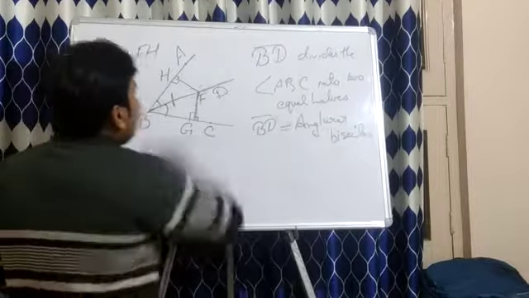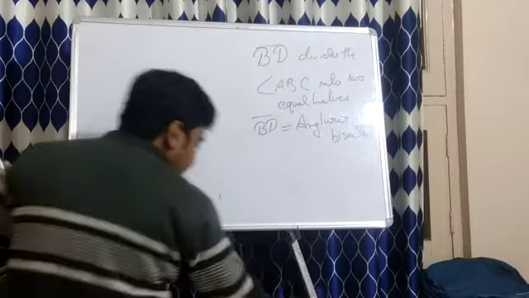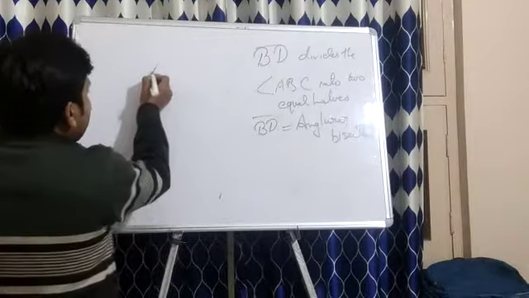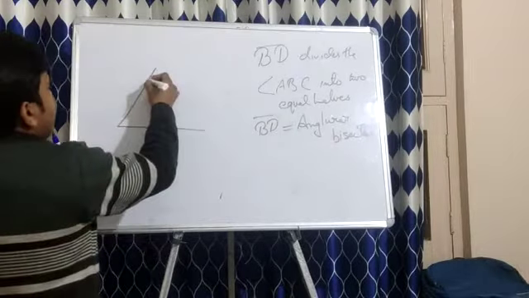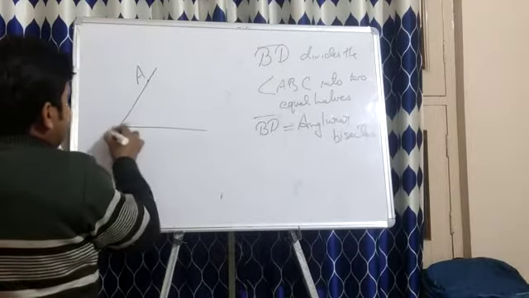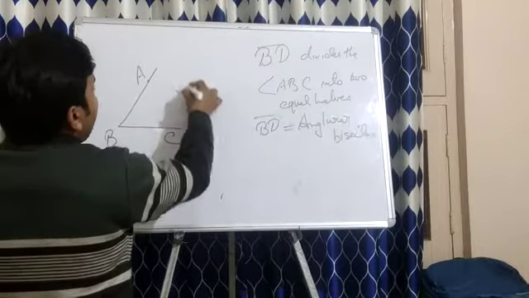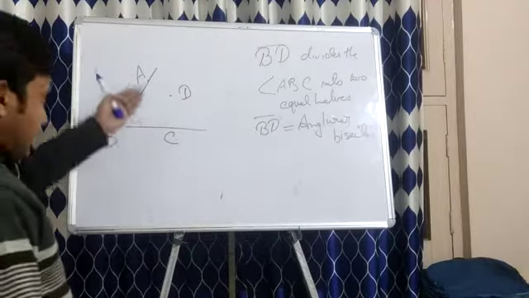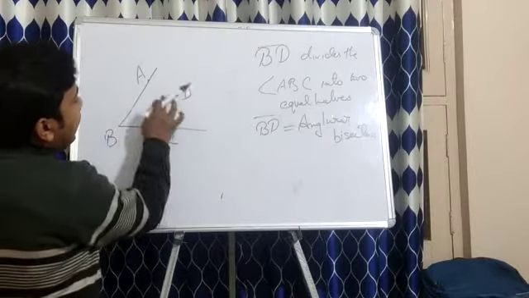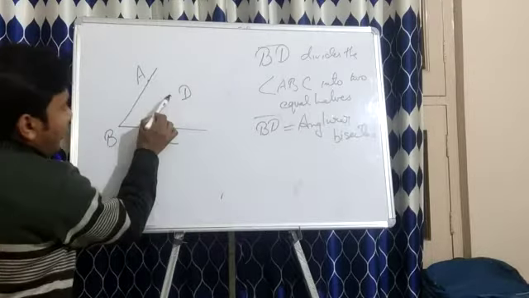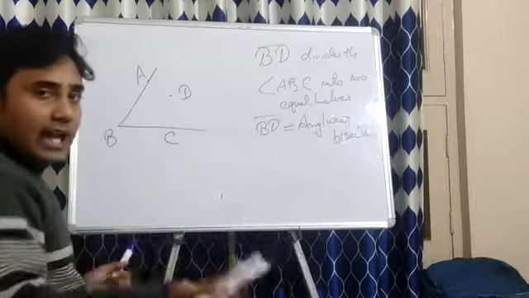Okay. Now let's go the other way around. What I mean to say is that if you take any angle, say ABC, and now if you take any arbitrary point, let's say D. Now what we have to prove is that any point which is equidistant from the two sides of the angle will lie on the angular bisector.